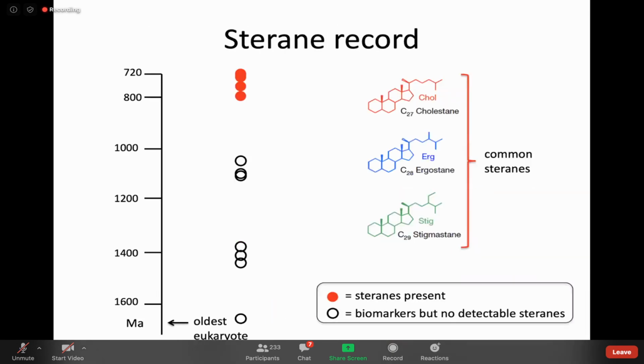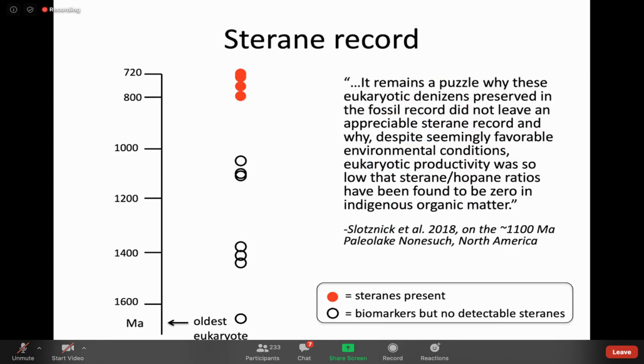Okay, turning to the sterols. So these circles show the record of the presence of sterols in these red circles up here. And then these hollow circles here are studies where the authors have recovered biomarkers, hopanes, for example, that are made by bacteria, but no detectable sterols. This pattern has been generally interpreted in support of this delayed diversification model. The assumption is, well, we know LECA was already around. It's making sterols. Sterols are plausibly thought to be present in the last common ancestor of eukaryotes. So sterol synthesis was occurring.